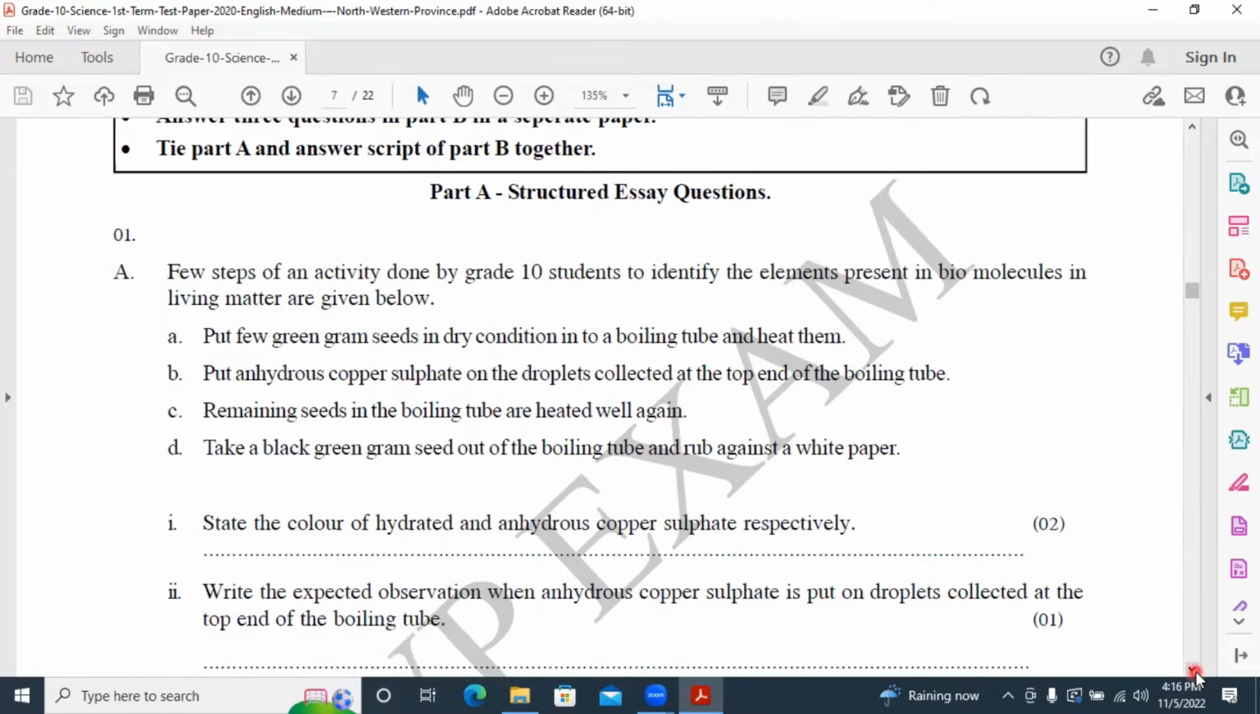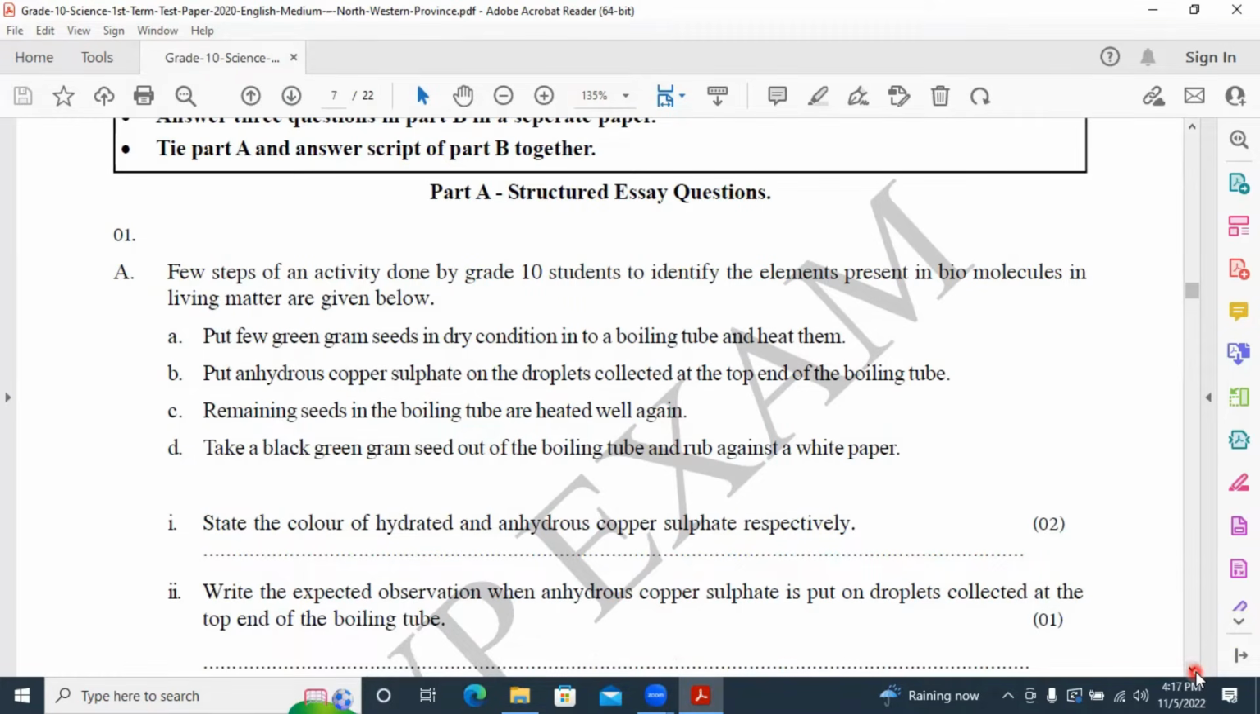A. Put a few green gram seeds in dry condition into a boiling tube and heat them. B. Put anhydrous copper sulfate on the droplets collected at the top end of the boiling tube. Remaining seeds in the boiling tube are heated well again. Take a black green gram seed out of the boiling tube and rub it against a white paper.